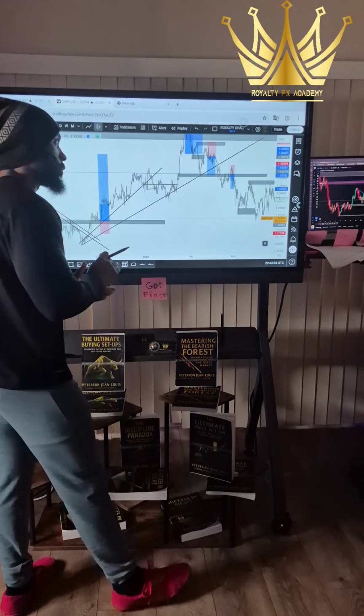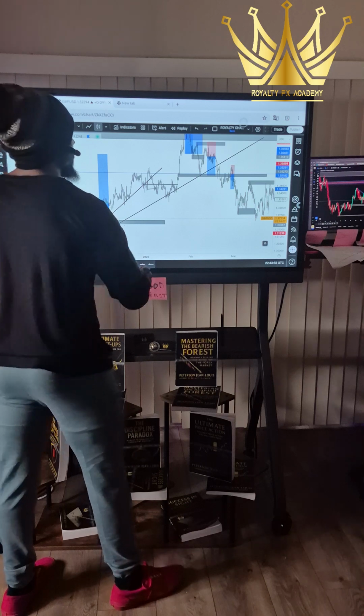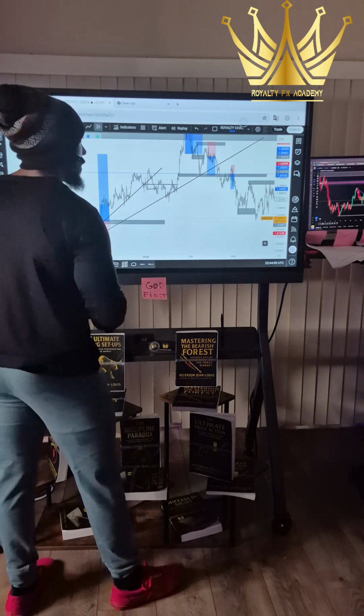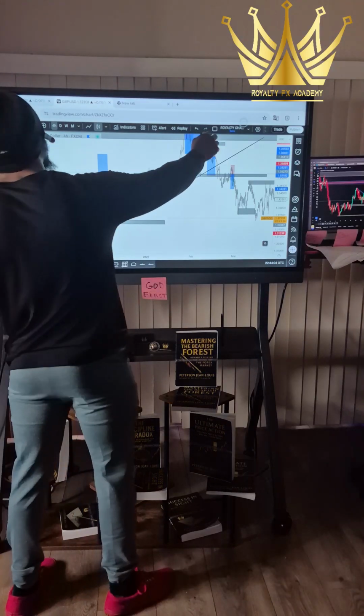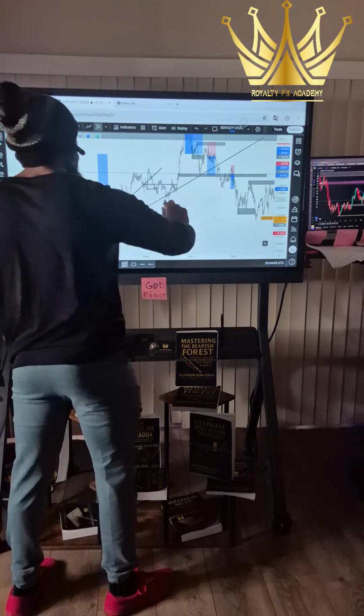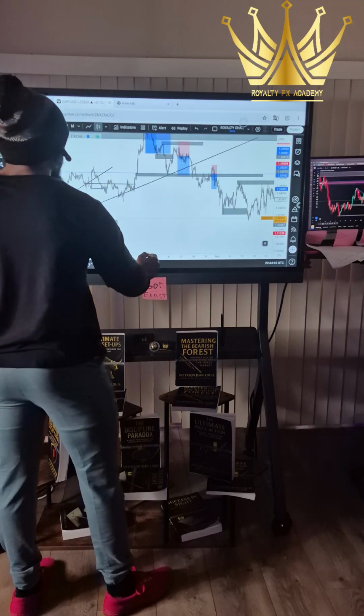Now remember, please understand, it was based off the daily. This is when it broke structure point based off the daily trend line. We can always talk about this and that, but based off the daily, this is it right here. So let's go ahead and bring it back to life.